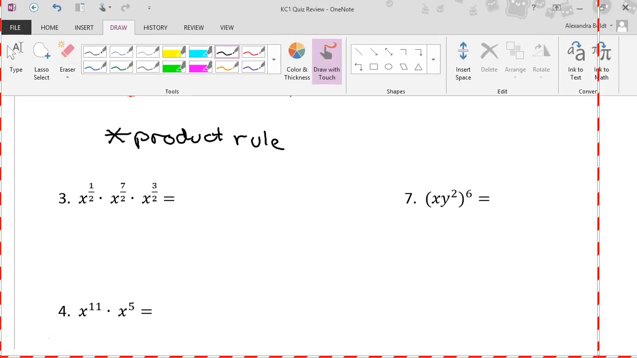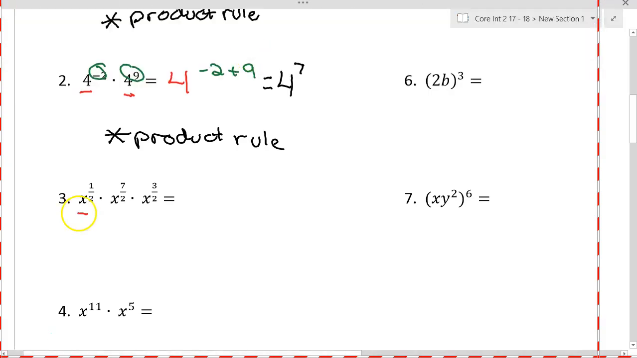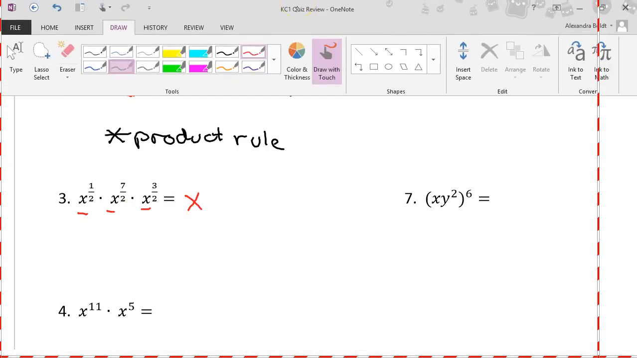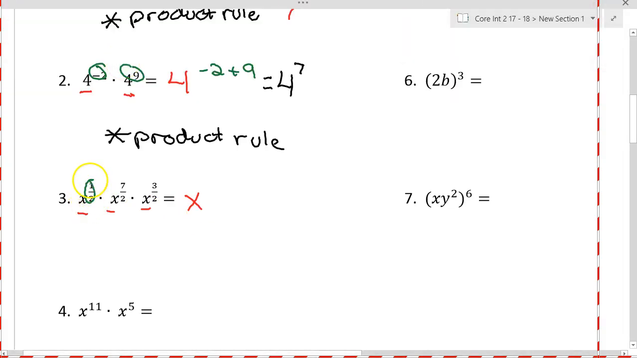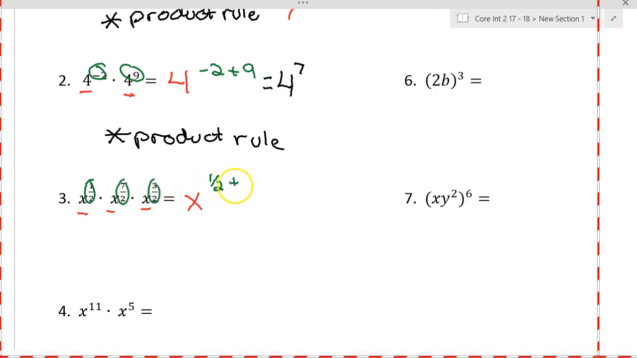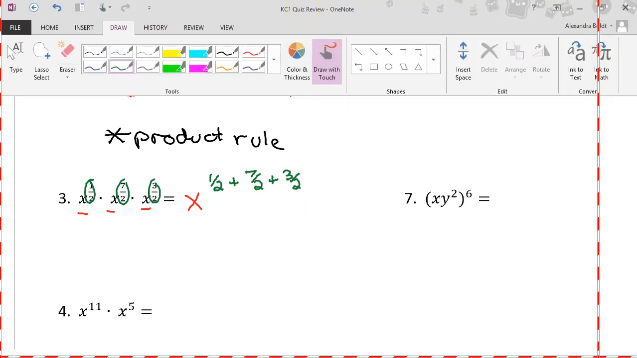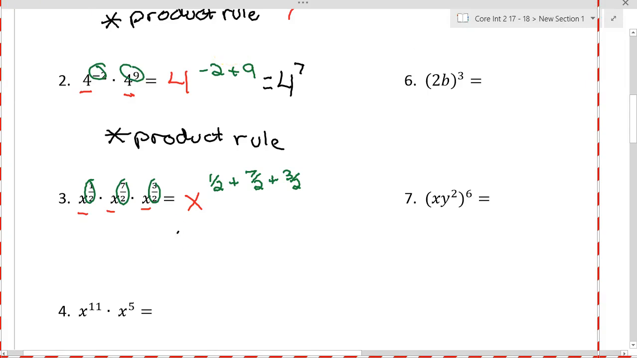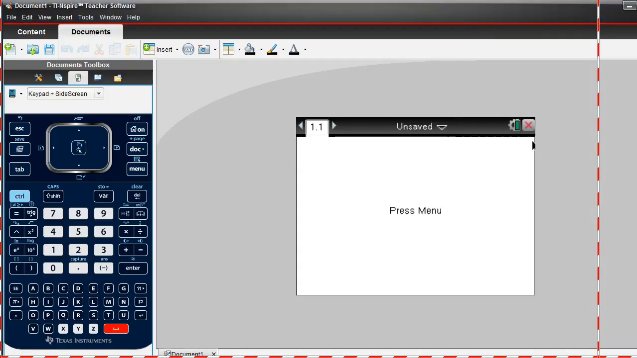Number 3, these all have the same base, x, x, x. And multiplying, so I add my exponents: 1/2 plus 7/2 plus 3/2. You can always use a calculator to add these. Remember, it's your TI Inspire calculator.